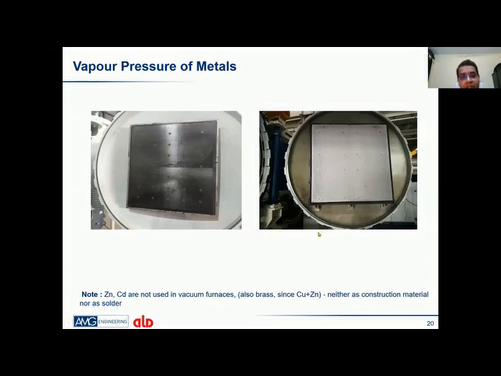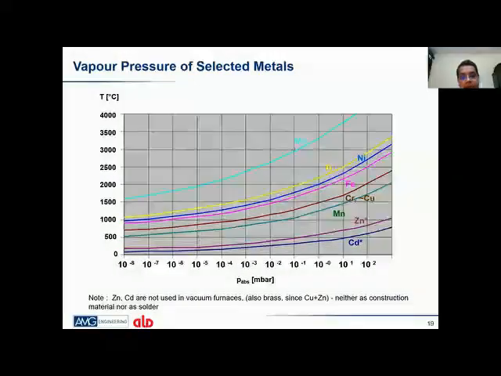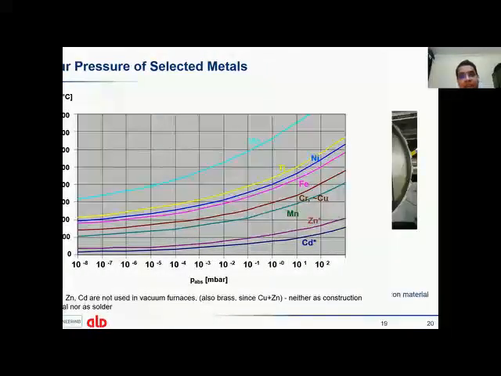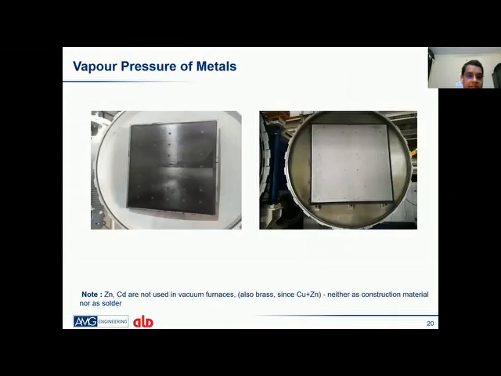So this is something we have seen as a theoretical part, like something getting evaporated, and this slide is showing the practical aspect. Yes, practically also you'll see the chromium deposition on the furnace itself.